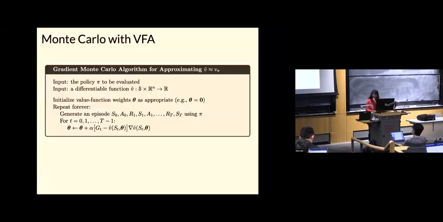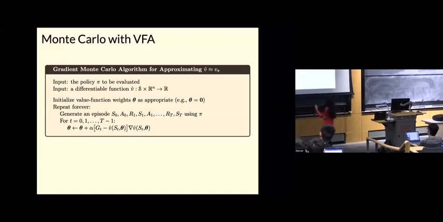So here is the pseudocode from our book, exactly what you would expect. The input is the policy to be evaluated. We're talking about a policy evaluation subroutine. I have a differentiable function. I initialize the parameter weights theta, which we'll always call either W or theta. The book uses both, I think. And you generate an episode, and either using that single episode or experience from multiple episodes, you go and update your parameters theta. Now, a big hidden hyperparameter is how you interleave the experience collection with the parameter updates.